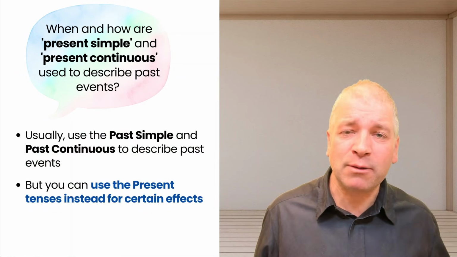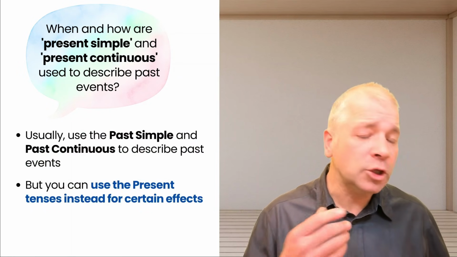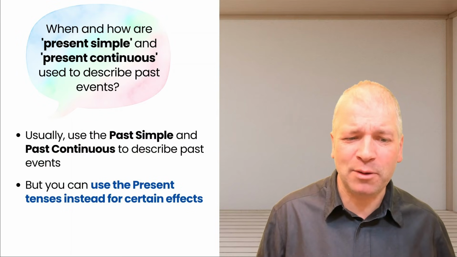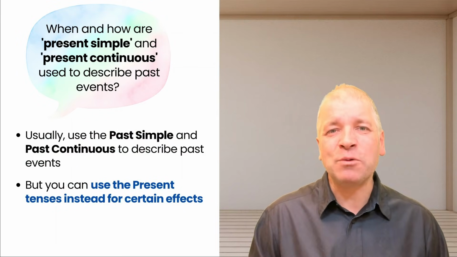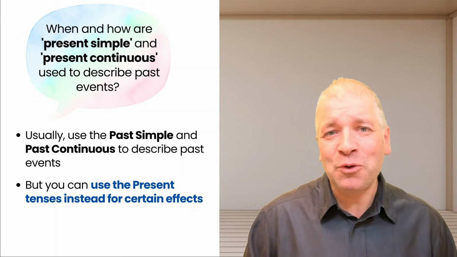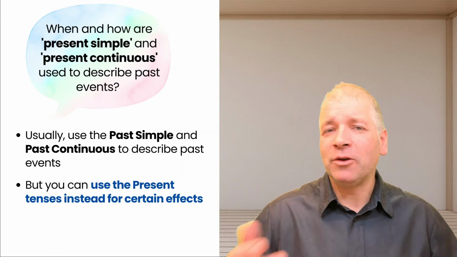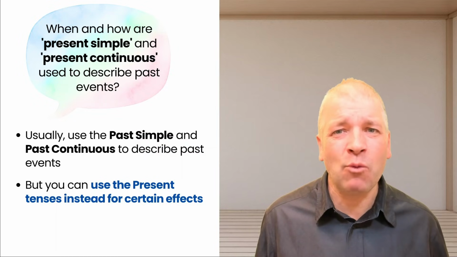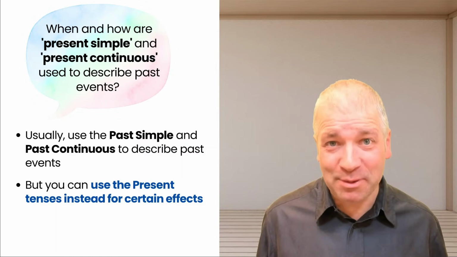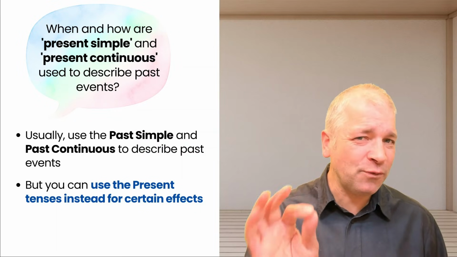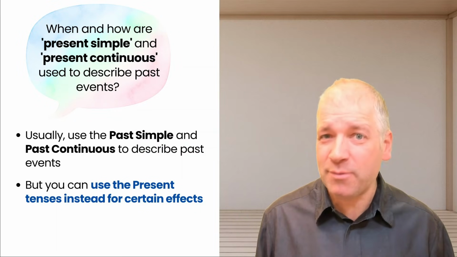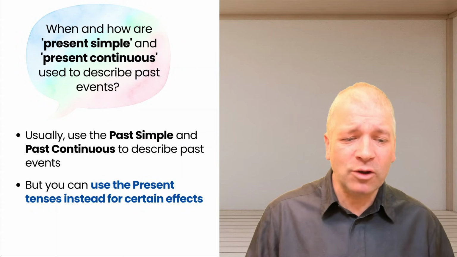Now, I must begin by stressing that usually you should use the past simple and past continuous to describe past events. But having said that, if you search for long enough through texts, corpora, just simple internet searches, it won't be long before you find people using the present simple and present continuous to describe past events. And you'll find that they are native speakers, sometimes writing professionally. So why do they do it?